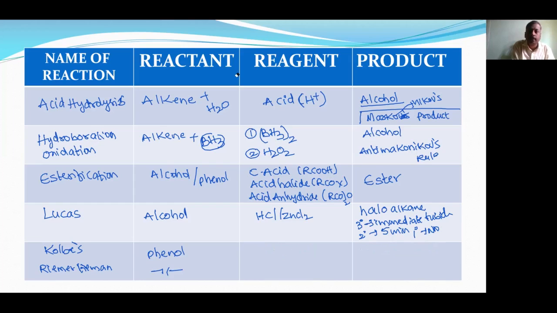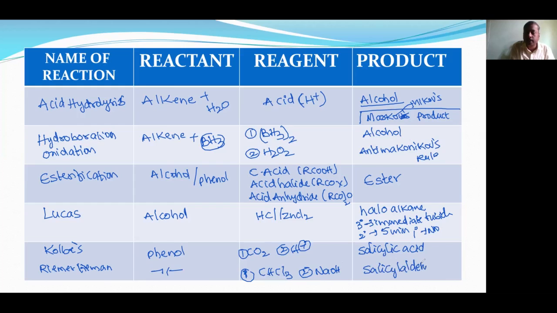In Kolbe's reaction, in the first step we are going to use CO2. In the second step, we are going to add acid hydrolysis. Then salicylic acid is the product. Understood? In the Reimer-Tiemann reaction, phenol only, but here we will use chloroform CHCl3, and in the second step NaOH, then we are going to get salicylaldehyde.